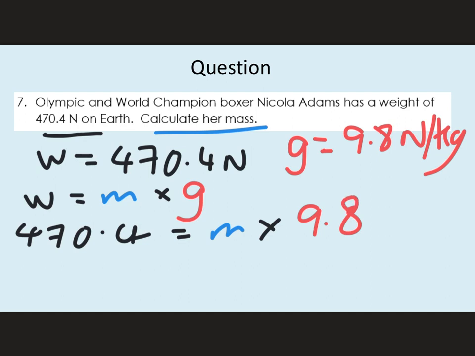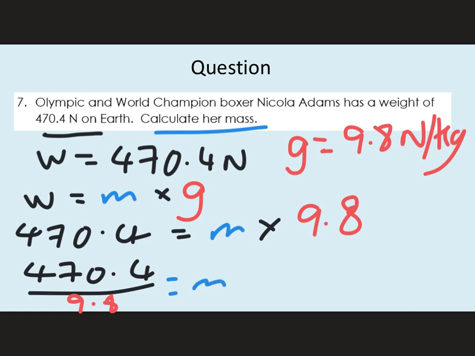So I've got this times on this side. I'm going to take it over and divide on the other. So I get 470.4 over 9.8. That's going to equal M. And now I can put that into my calculator and do 470.4 divided by 9.8. And when I put that into my calculator, I get the answer that my mass is equal to 48 kilograms.